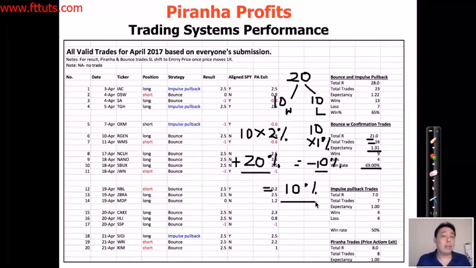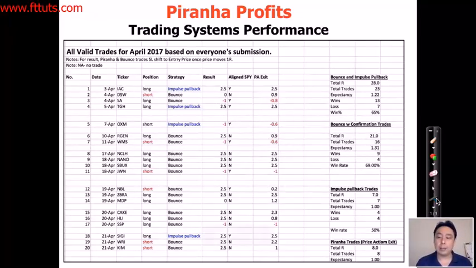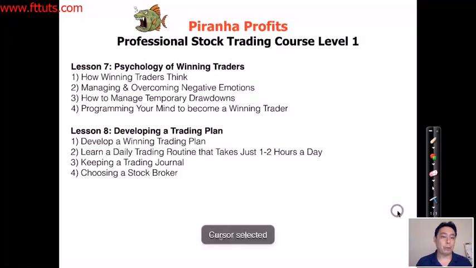And again, I'm being really conservative here because you should in essence get more than a 50% win rate, and you should sometimes aim for more than a 1:2 risk to return ratio. So that's how powerful these trading systems are. And again, in level 1, you'll be learning the bounce system, the first trading system that I'll be teaching you, right? Now, lesson 7 is one of the most important lessons.